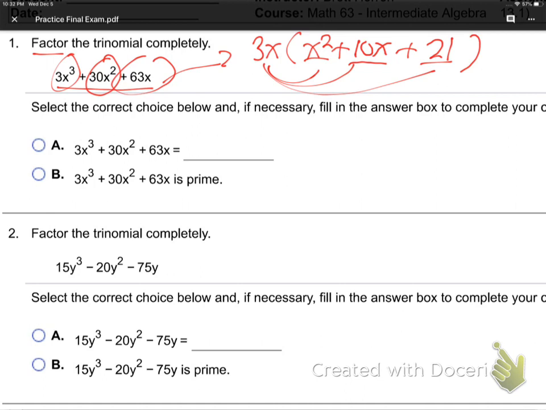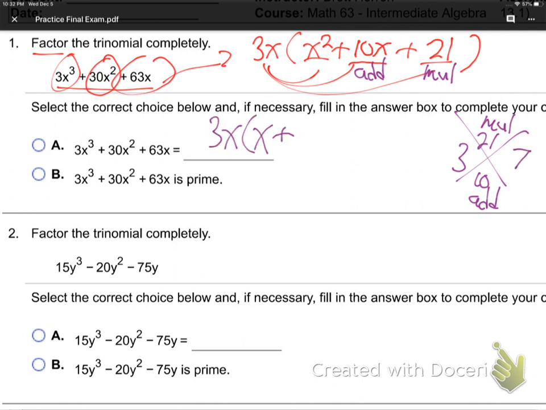Okay, now, can we go further after we've done that? Yeah, because we can say what two numbers multiply to be 21, add to be 10. You can do the diamond thing. What multiplies to be 21, adds to be 10, 3 and 7. So, x plus 3, x plus 7. There we go. All right, next one.